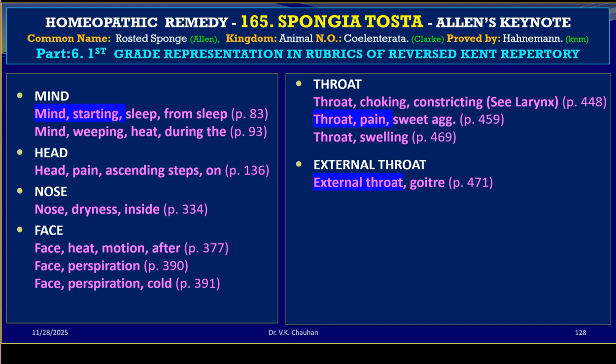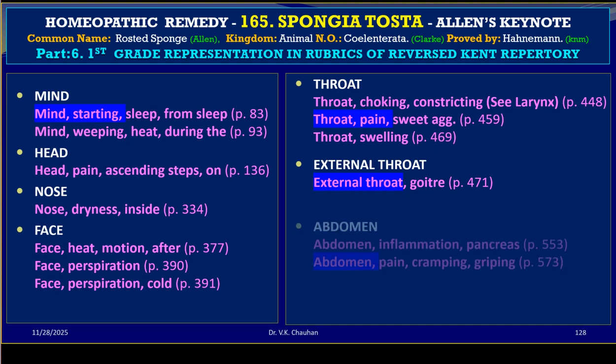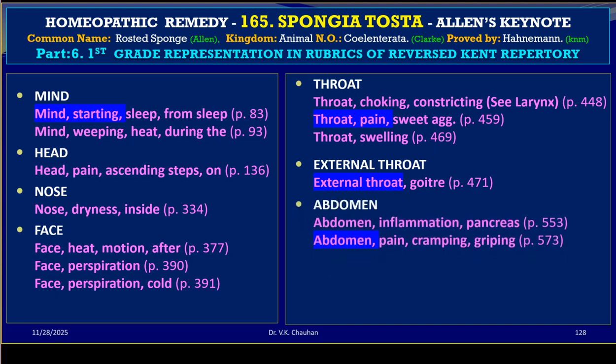In external throat we have goiter, reflux. Here it is also represented. It is represented in Hering's also, and Allen's Keynotes. Yes, of course, this is a central thread of this particular remedy. We go to abdomen, and in abdomen we have inflammation of pancreas. This symptom I have hardly seen in this particular grade anywhere, but if it is present in second and third grade, the possibility in the guiding symptoms cannot be ruled out.